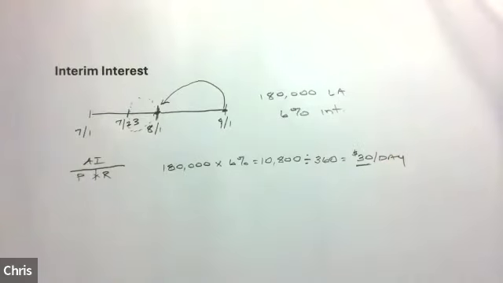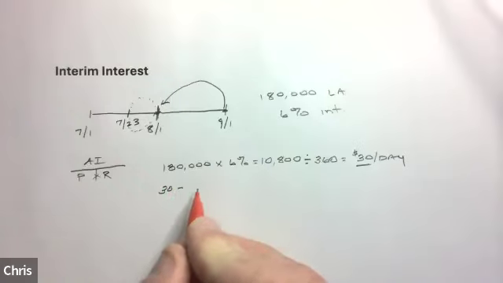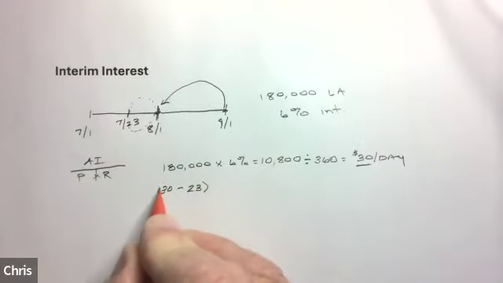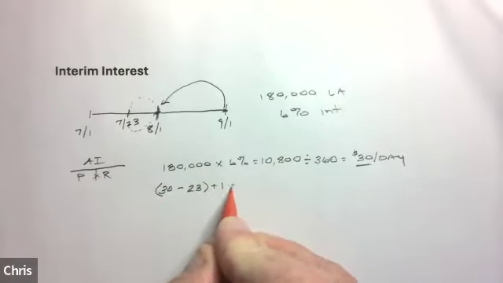Now here comes the interesting thing about interim interest. In regards to interim interest, I'm going to recommend that you do as I tell you right here. If you want to do your own way, that's fine. But I always do this to slow myself down and remind myself what's going on. In calculating the days of interim interest, what you do is you take the number of days in a month, 30, you subtract the closing date, the 23rd, and then you add 1 day.